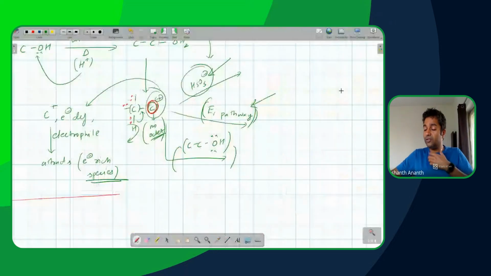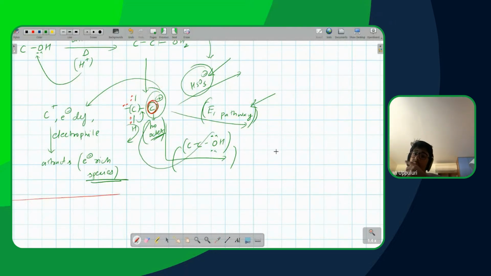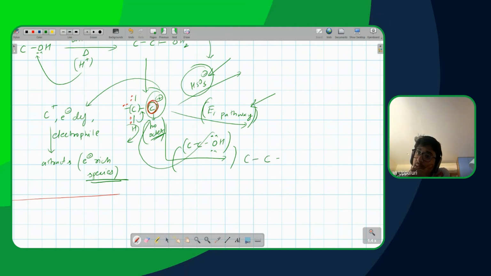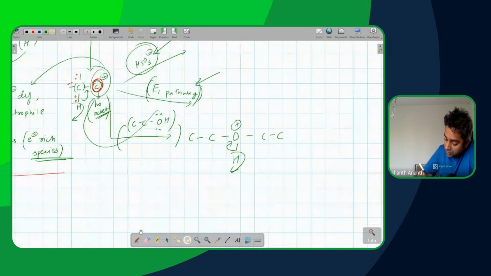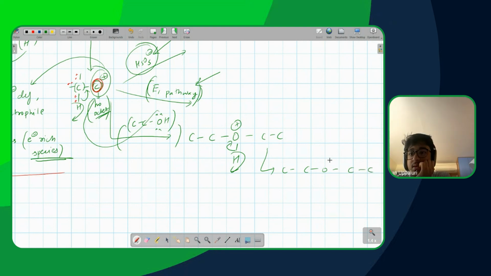What will happen if an ethanol molecule attacks? Then this lone pair will go there, and the hydrogen will get kicked out. So I will be left with this, and I kick this out, which will result in what? Ether. This is called an SN1 pathway.